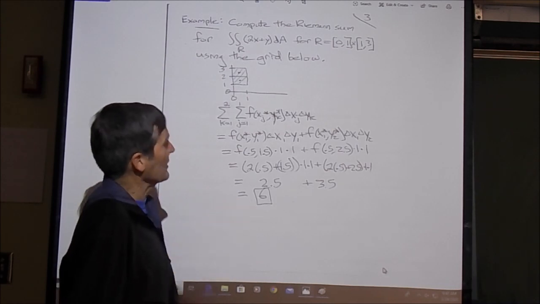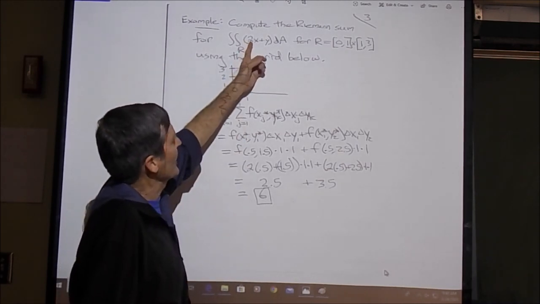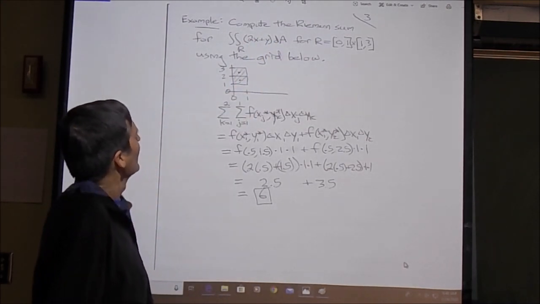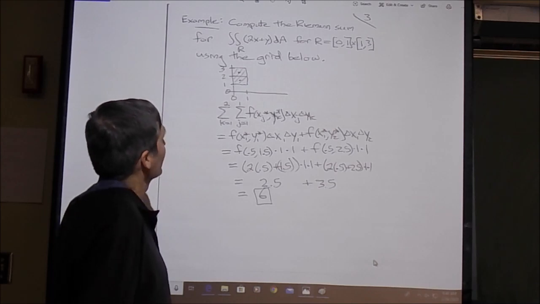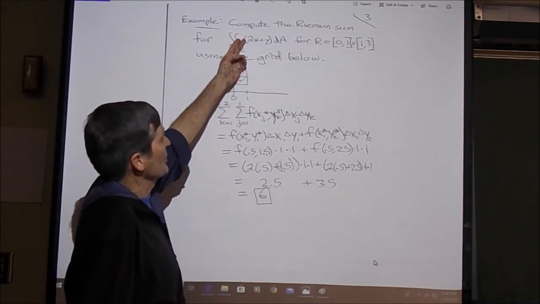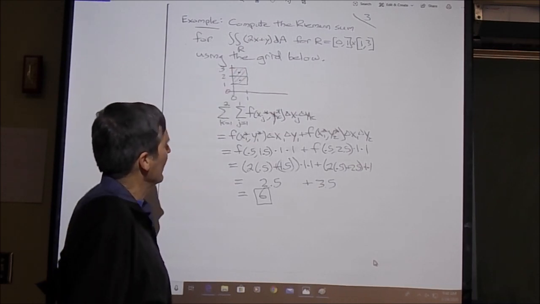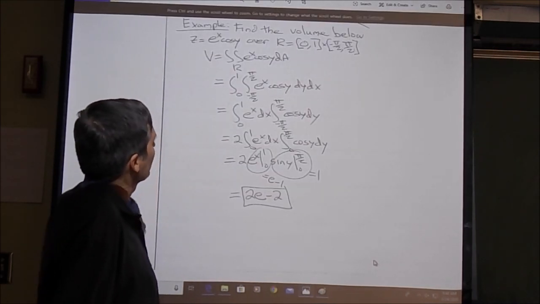This actually gives us the exact result for linear functions, ax plus by plus c, it turns out, but we haven't proved that. So there's an example, though, of estimating the volume under this plane, z equals 2x plus y, over this rectangle in the xy plane. Now let's try something more interesting.